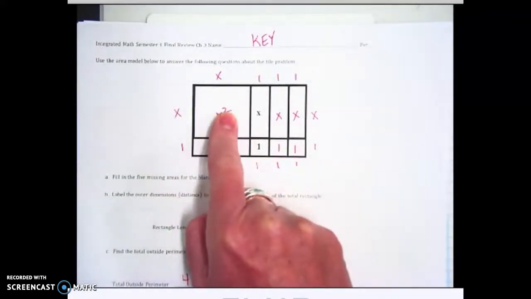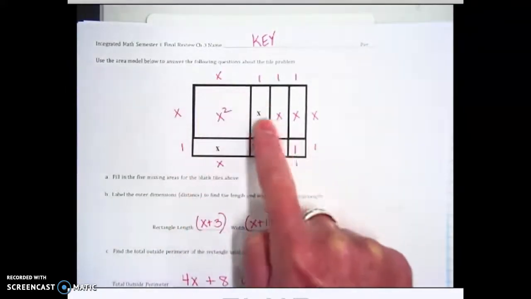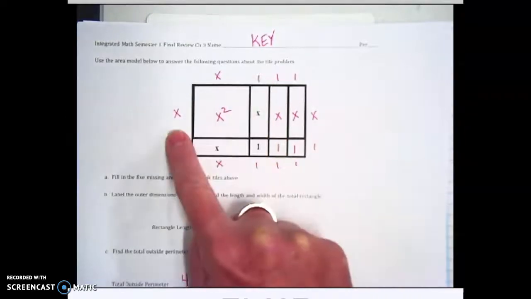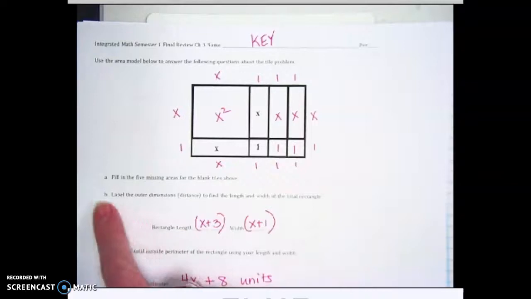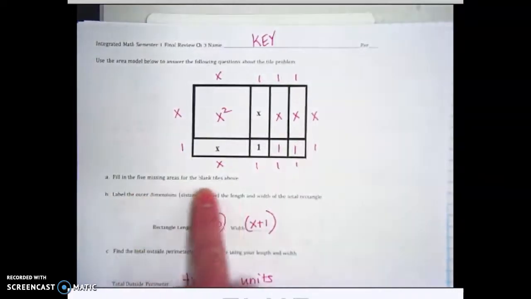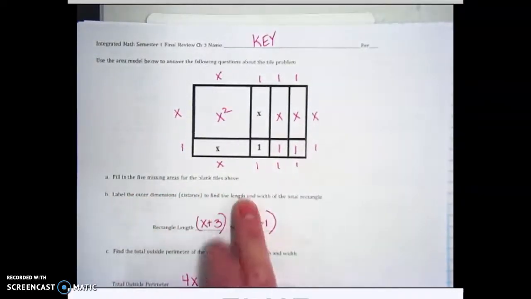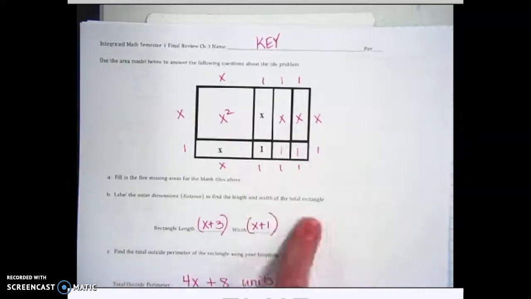To get this x squared, you'd multiply x times x. To get x, you'd multiply 1 times x. 1 times x to get x, and so on. So you're going to fill in all the missing areas for the blank tiles above. That's what I did up here.